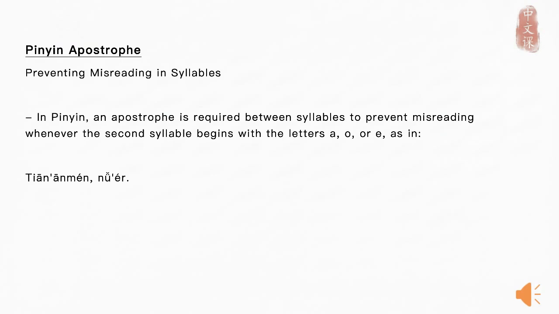Pinyin apostrophe. Preventing misreading in syllables. In pinyin, an apostrophe is required between syllables to prevent misreading whenever the second syllable begins with the letter a, o, or e. For example, tian apostrophe an men, nu apostrophe er.